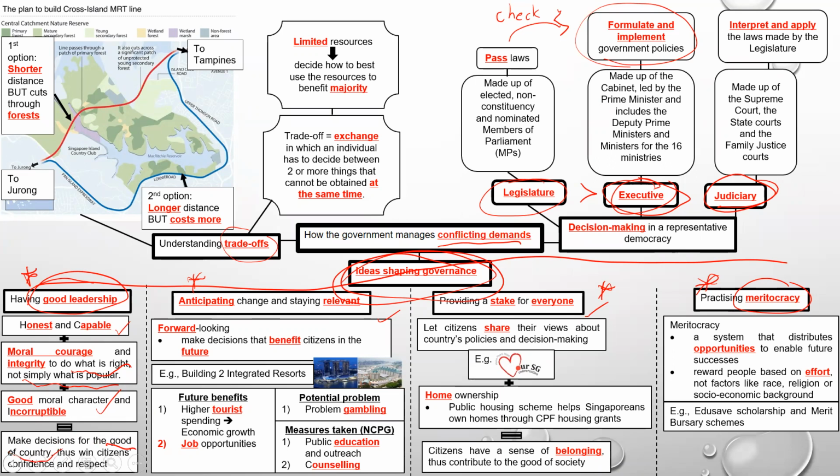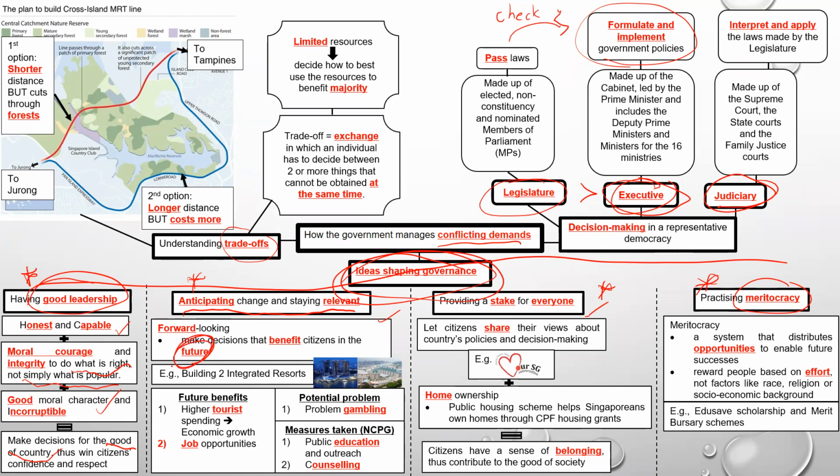Okay, another way you can help you to make difficult decisions is to anticipate change and stay relevant. So this means that you must know what can happen in the future, and you must prepare yourself to cope with it. Okay, you make decisions that benefit citizens in the future.